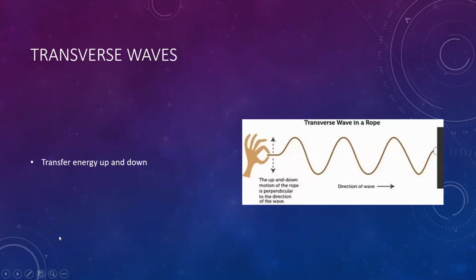So there's three main types of waves. We have transverse waves, which transfer energy up and down. So you'd be moving this string as a visual, you'd be moving this string up and down, and your wave is going to move like this. That's called a transverse wave. So you have an up and down motion, if you will.